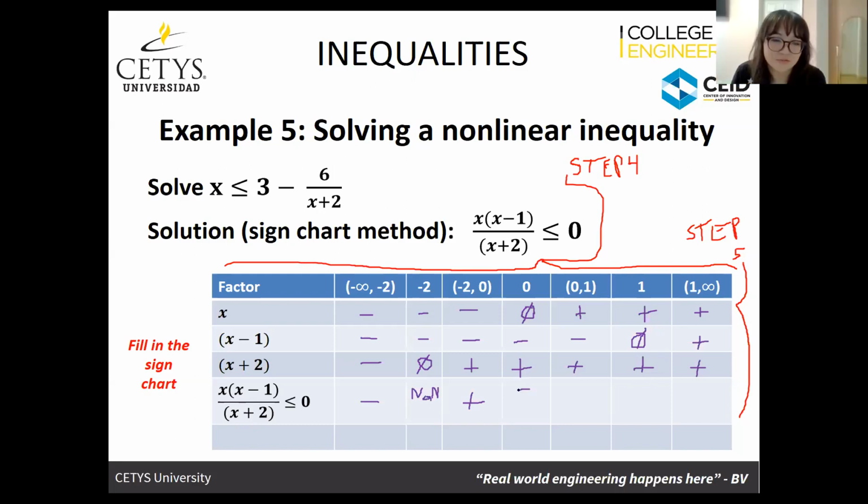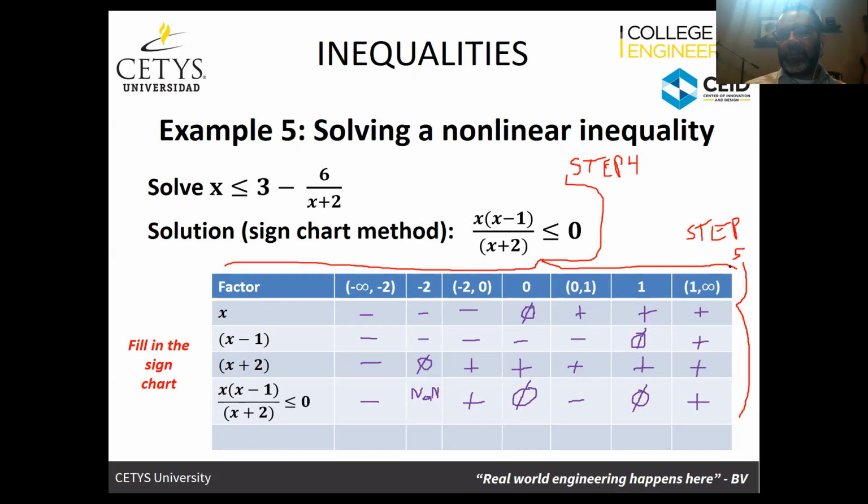0. Correct. Big old 0 there. Plus multiplied by minus divided by plus: negative. And plus multiplied by 0 divided by plus: 0. And you tell me what the last one is. It's positive, because positive, positive, positive is positive. Thank you very much. Perfect.